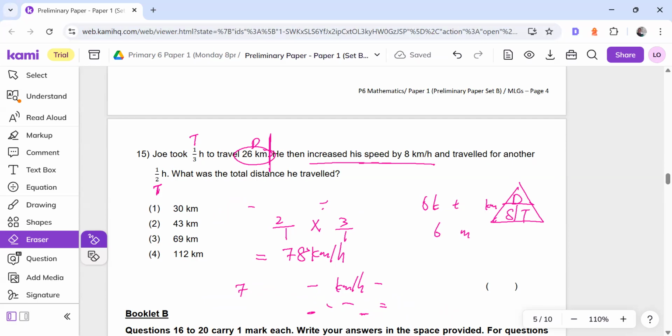Has anyone done speed in school already? No, right? None except for Jiale. The rest of you haven't done speed, huh? Okay. So what is the model?